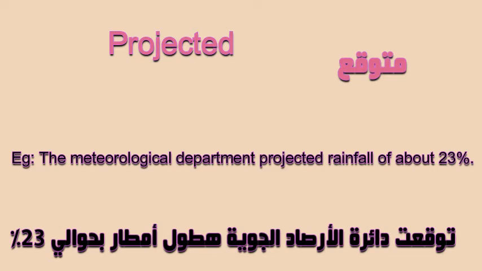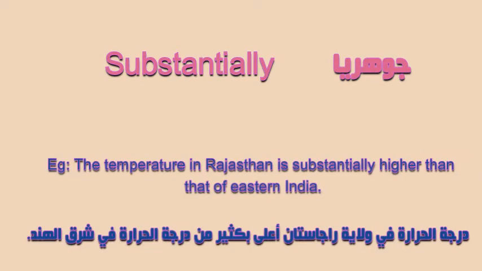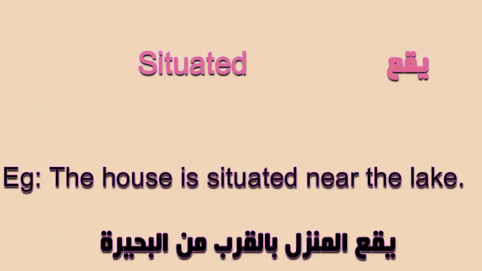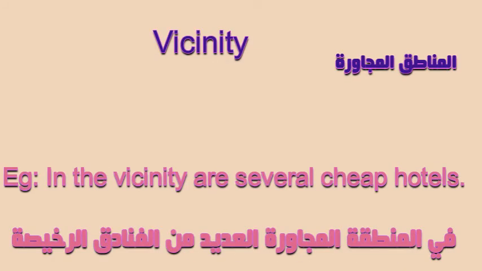Projected. The meteorological department projected rainfall of about 23%. Substantially. The temperature in Rajasthan is substantially higher than that of eastern India. Map location. Situated. The house is situated near the lake. Vicinity. In the vicinity are several cheap hotels.